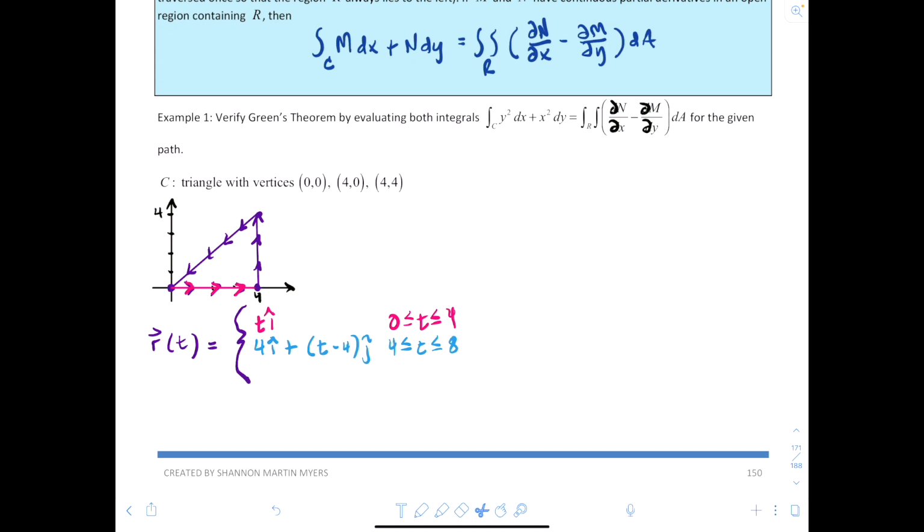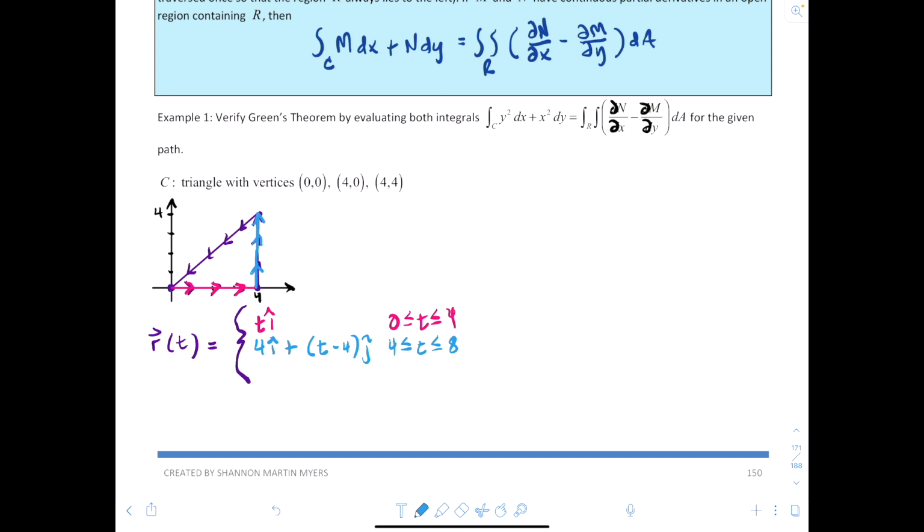Okay, so then you just test it out. So if t is 4, I would have 0 times j, so I'd be right at 4i plus 0 times j, which is perfect. If t is 8, I'd be at 4i plus 8 minus 4, which is 4j, and that's perfect, right? So we're good to go. So that's this piece.